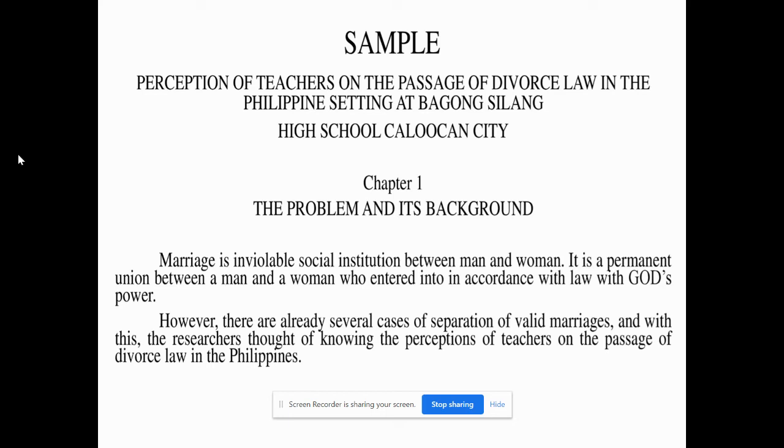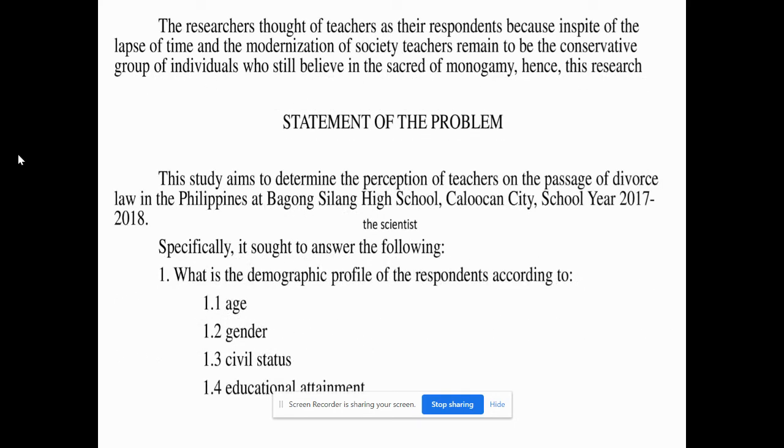And with this, the researchers thought of knowing the perception of teachers on the passage of divorce law in the Philippines. So I have included divorce law because here in the Philippines, there are already several cases of separation, and men and women just want to separate. However, at the moment, there is no divorce law in the Philippines. So we will just ask the perception of teachers on divorce law because teachers are the prime movers and also those who can talk to students and parents as well.